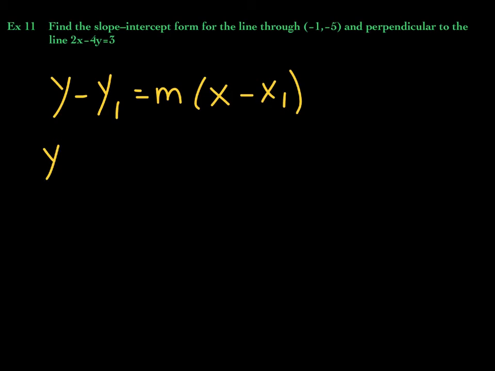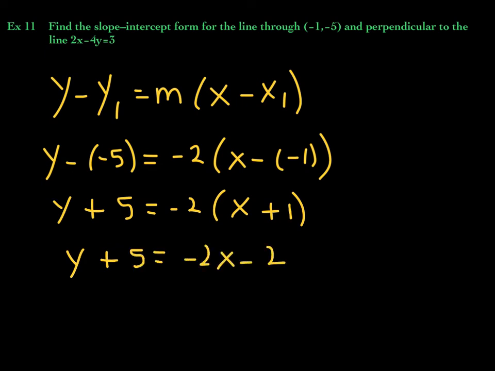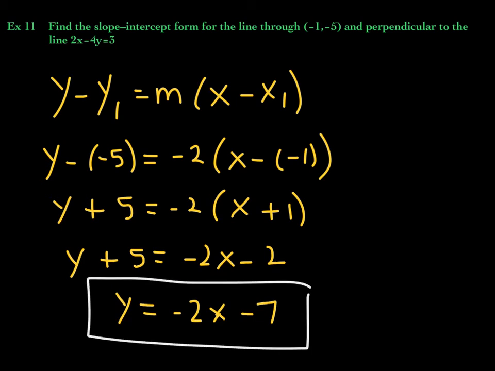All right, I'm going to plug in my y coordinate of negative 5. We found the slope to be negative 2 and the x coordinate of negative 1. Remember, my x and y coordinates are coming from that point there. All right, so I'll simplify this. This is y plus 5 is equal to negative 2 times x plus 1. Y plus 5, I'll distribute the negative 2, and I'll subtract 5 from both sides. And I have it. This is slope-intercept form for our line. Awesome.